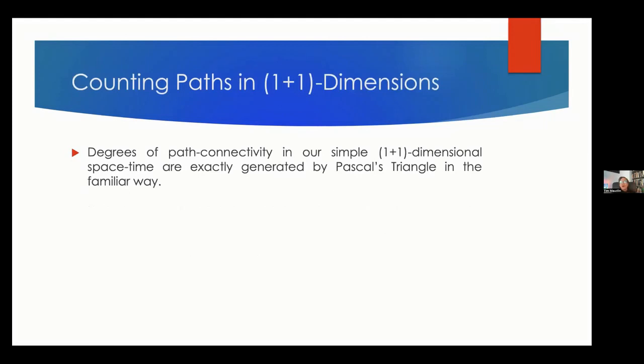Now, how do I count these paths? Well, let's just look at the 1+1 dimensional case. It's familiar. Everybody knows this from Pascal's triangle. Pascal's triangle is just essentially counting continuous paths from the apex down to any point in the middle. So if I start at the top of this triangle and I go down to one of the ones marked 15 at the bottom, there are 15 different ways to get from the top down there. You're essentially just counting paths.